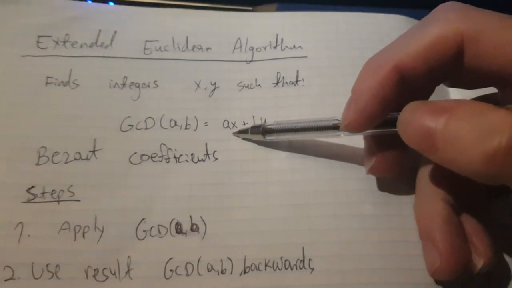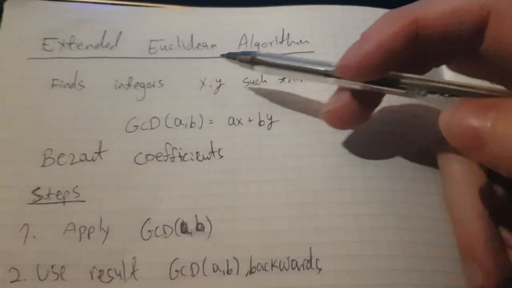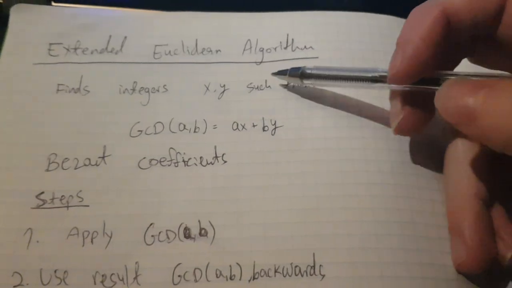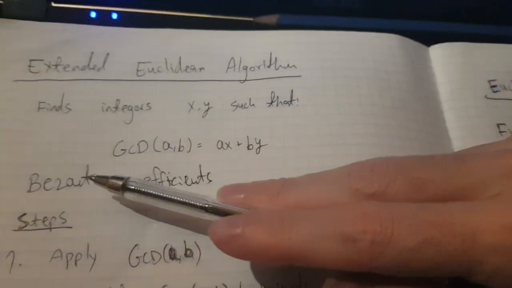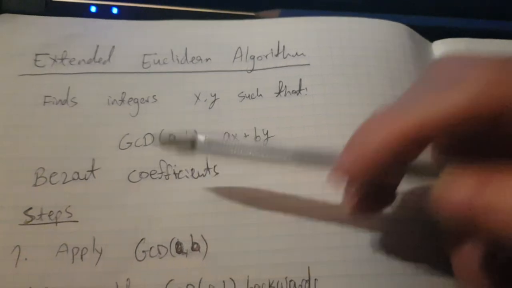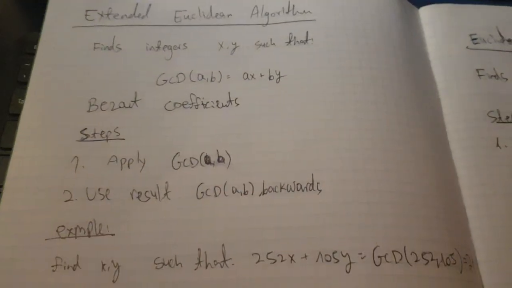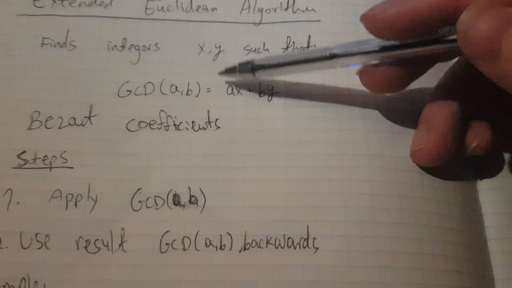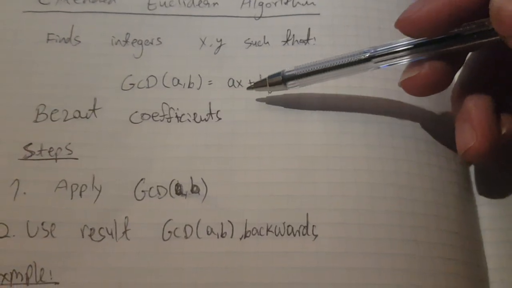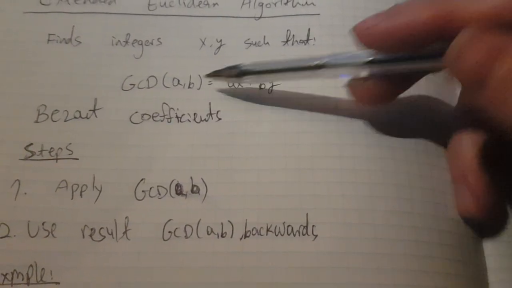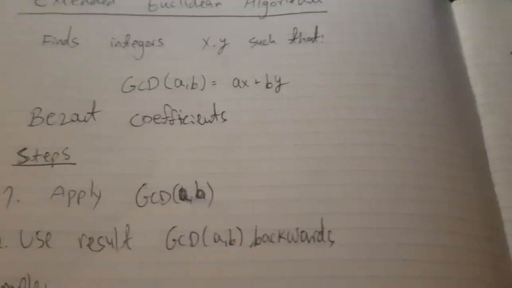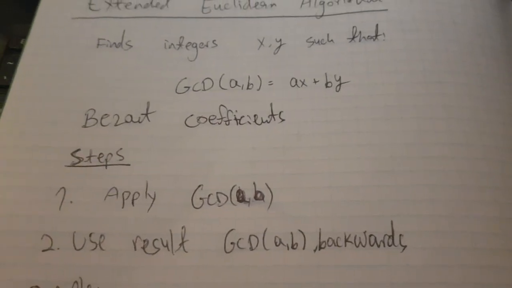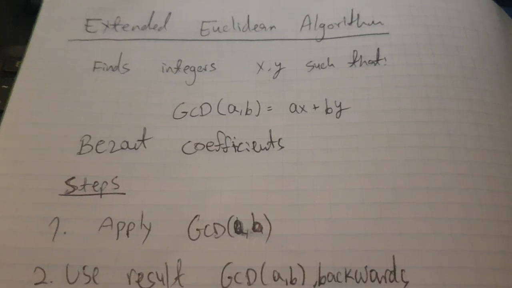Those coefficients that we find using the extended Euclidean algorithm, x and y, those two integers, are called the Bezout coefficients, another name for them. So we want to find those x and y, those two coefficients. Using them, this sum will give us the GCD of a and b. Okay, this is the idea of the extended Euclidean algorithm.